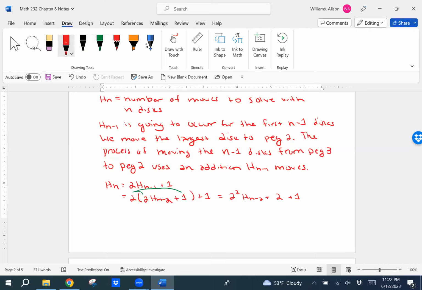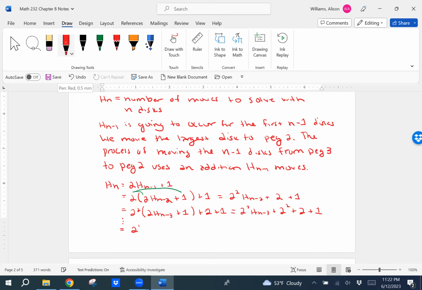Then I'm going to do that again into what I just wrote over here on the right, into this part. So 2 squared, instead of H sub n minus 2, that's 2 times H sub n minus 3 plus 1, plus 2 plus 1, the 2 and 1 on the outside. That comes out to 2 cubed times H sub n minus 3 plus 2 squared plus 2 plus 1. And this pattern is going to continue. So dot, dot, dot. And here's where we end up.